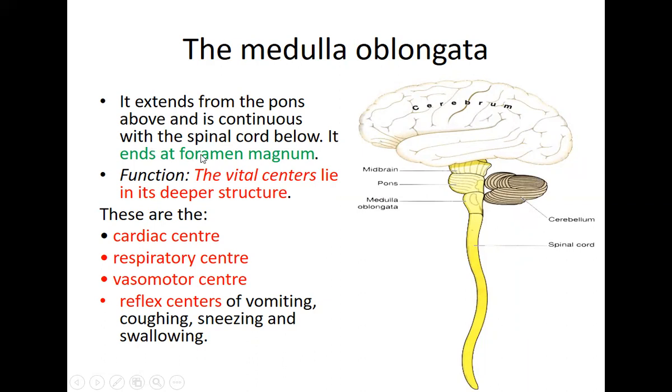It ends at the foramen magnum. There is a large cavity or opening in the base of the skull. If you see the skull, the bone, then under the base of the skull there is a large opening. That is called the foramen magnum, through which the spinal cord, along with the medulla oblongata, will come out of the cavity. So that is called the foramen magnum.